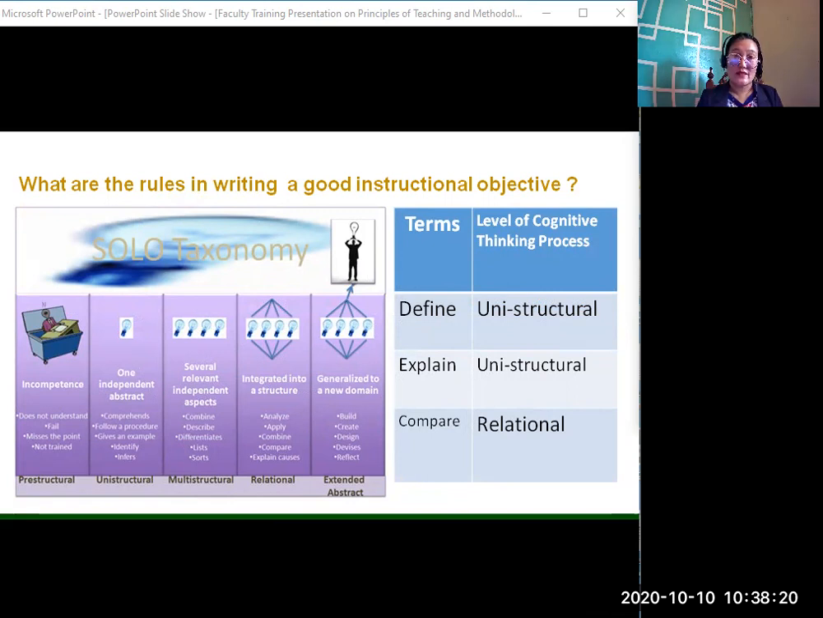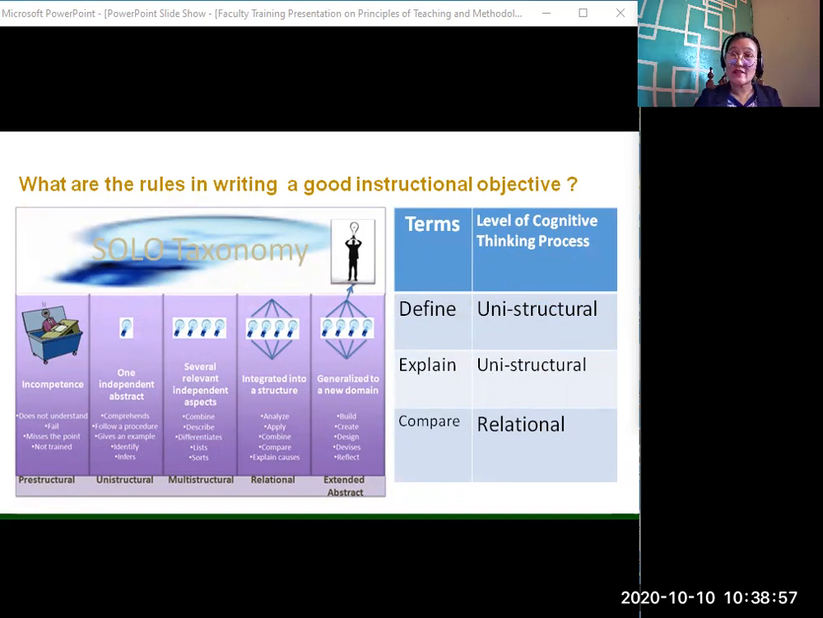And then we have the next level, the extended abstract, wherein the level of understanding is going to generalize to a new domain. The learners now will be able to build, create, design, devise, and reflect out of the learning experiences. The terms here, the outcome verbs: we have define, and if you look at the level of cognitive process, or the level of complexity of understanding, define is unistructural.